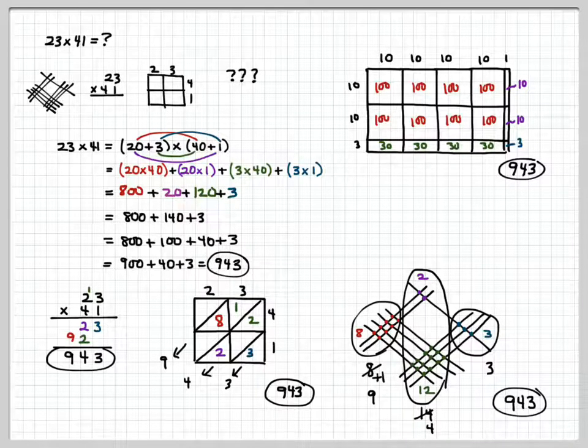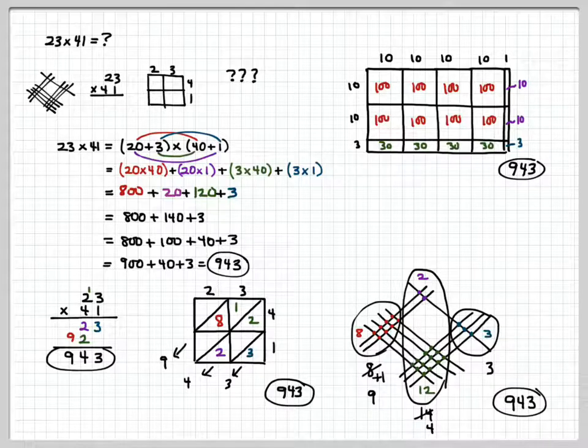In all cases, we end up doing 4 multiplications of 1-digit numbers. We do 2 times 4, 2 times 1, 3 times 4, and 3 times 1. In all of the different methods, we end up doing those 4 multiplications, corresponding with the 4 colors, red, purple, green, and blue, that I hope I've color-coded them. And then the different shortcuts, really what they're doing is they're helping to keep track of what goes in the ones place, what goes in the tens place, what goes in the hundreds place.